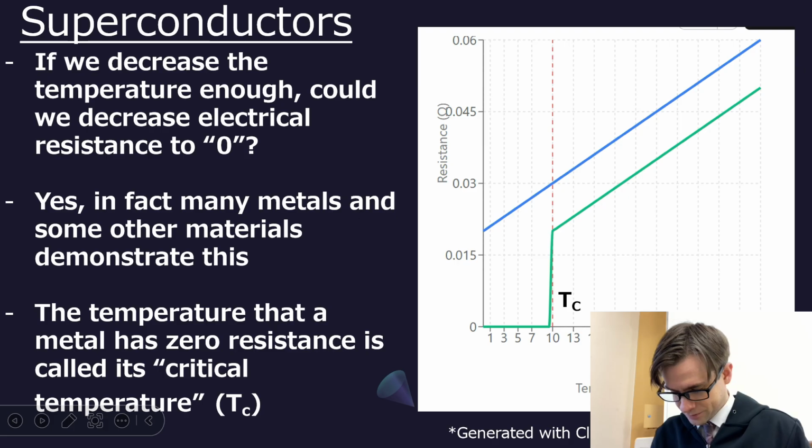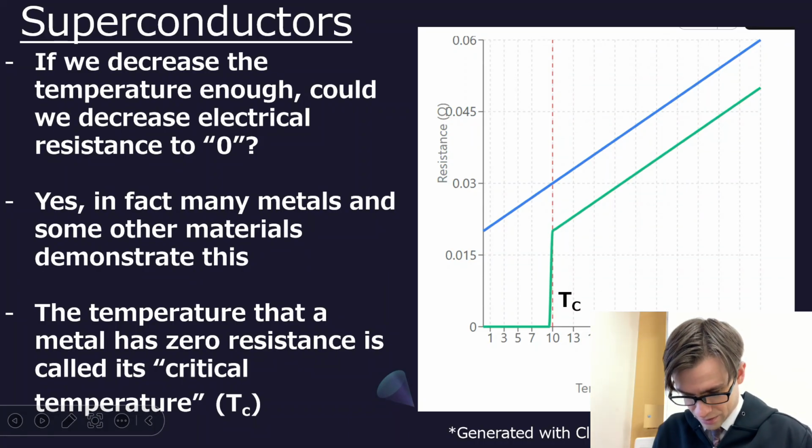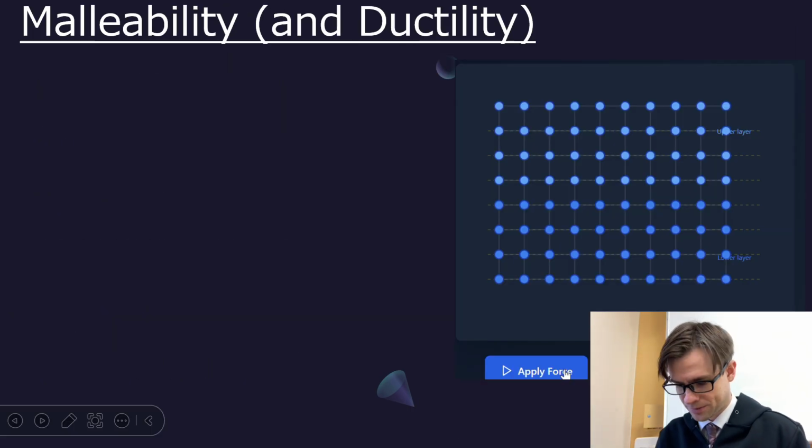Anyway, just a few notes about superconductors. I've never really seen questions about this on the exam, so it's just more of a curiosity. Okay, what else? Malleability and ductility. How can we explain this?